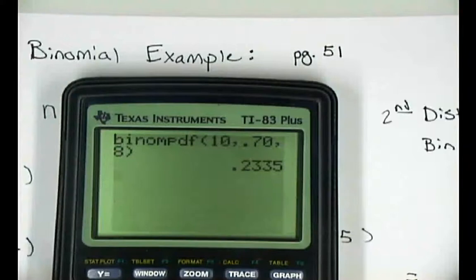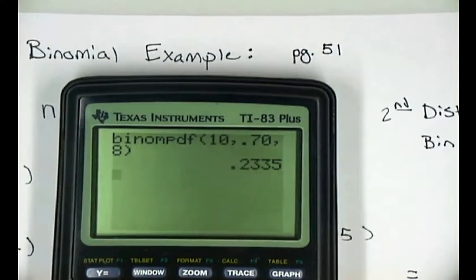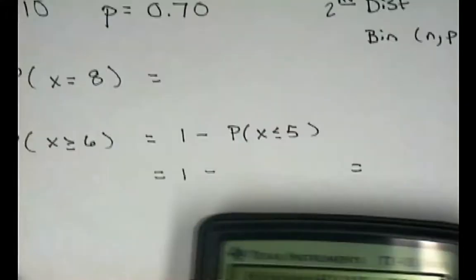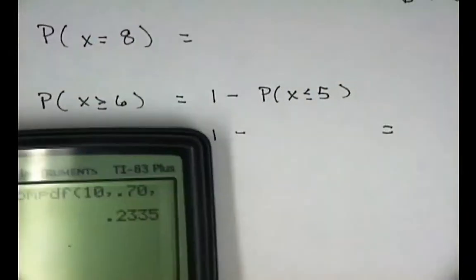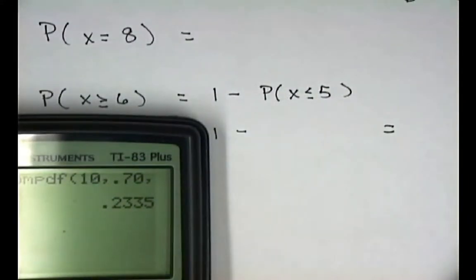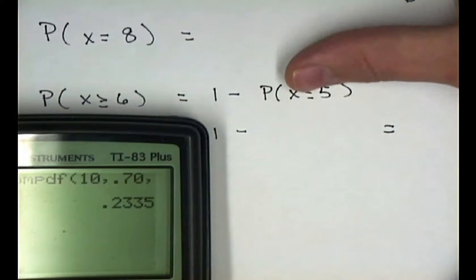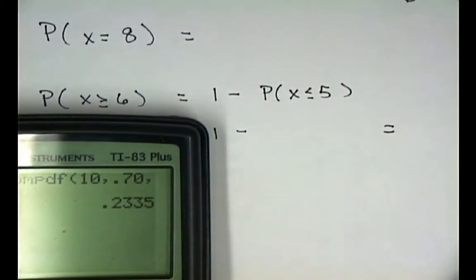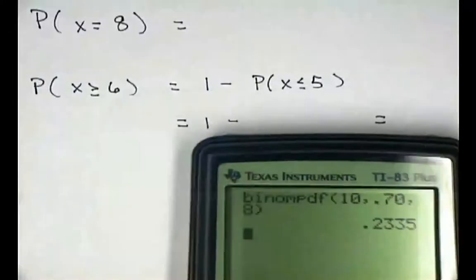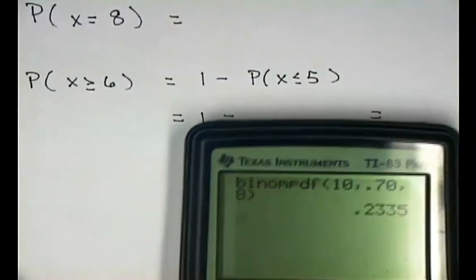Now let's suppose that you wanted to find something different. Example number 2 on page 51 wanted us to find the probability that x is greater than or equal to 6. Well, unfortunately, with these calculators, the CDF function only works in less than or equal to, so that's why I used the handy trick: 1 minus the probability of x less than or equal to 5, and we talked about that in lecture.